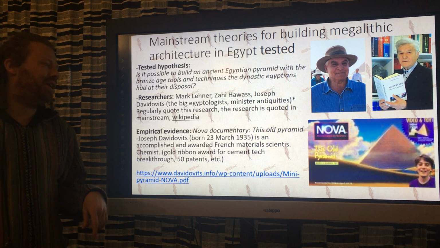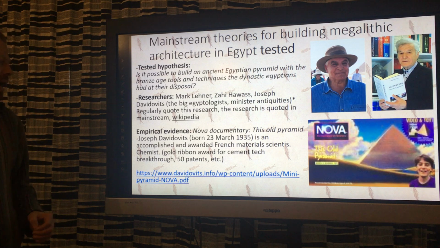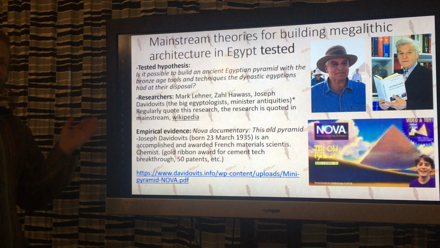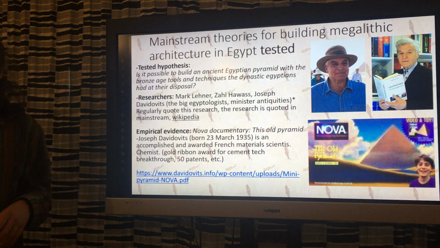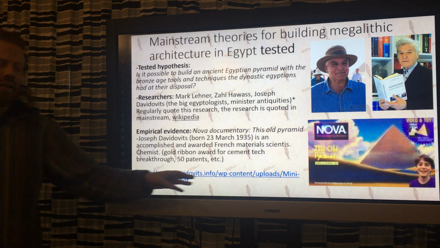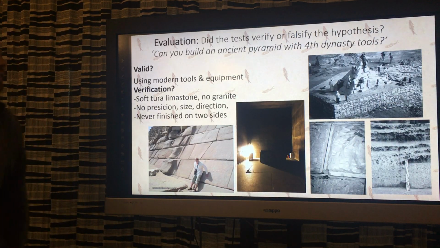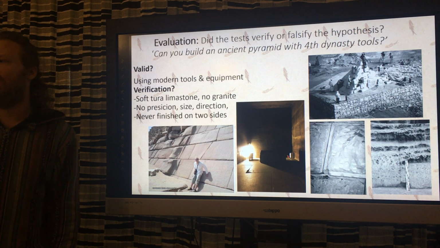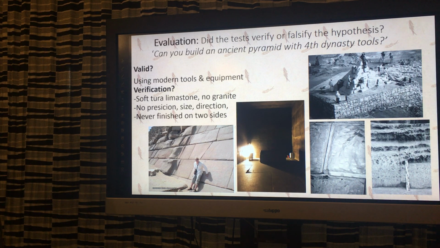Cool. So the empirical evidence is about when they made this documentary, and it's provided by Joseph Davidovits. He's a really big scientist with lots of awards, and he's a chemist. So yeah, he's all into science. His findings can be found in this document. So what are his findings? He's very critical about the field work. He's not happy about the methods used.